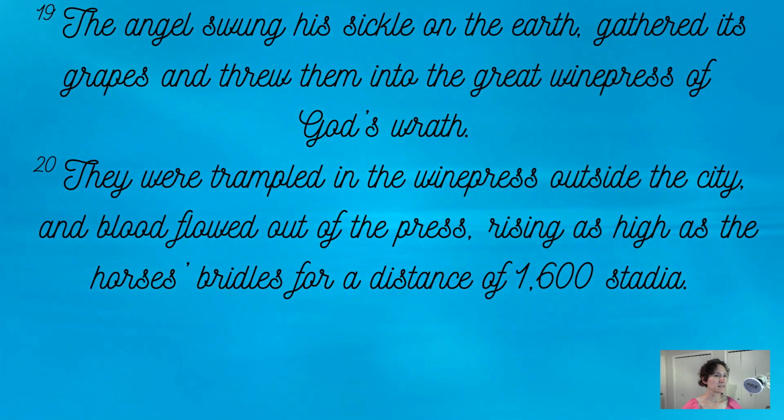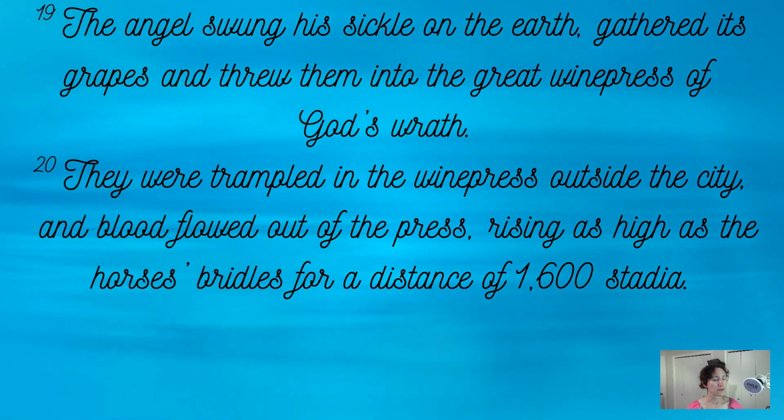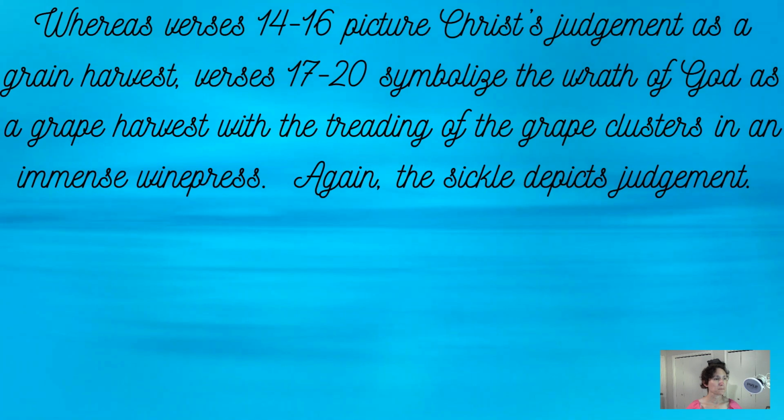The angel swung his sickle on the earth, gathered its grapes, and threw them into the great winepress of God's wrath. They were trampled in the winepress outside the city, and blood flowed out of the press, rising as high as the horses' bridles for a distance of 1,600 stadia.